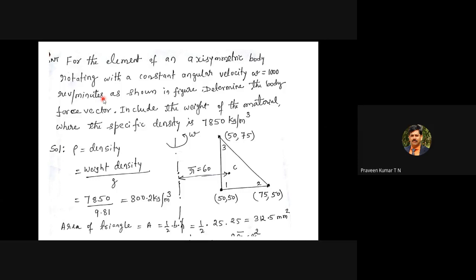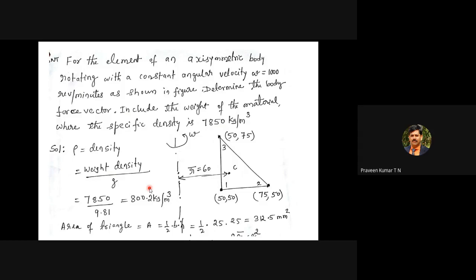To find the body force component, we have to find the density. Once you know the density, we can find the body force value by using the formula. As shown in the figure, body force includes the weight of the material, where the specific weight is given as 7850 kg per meter cube. From that we can get the density. Density is the weight density or specific density divided by g, that is 7850 divided by 9.81. Finally, the density is 800.2 kg per meter cube.